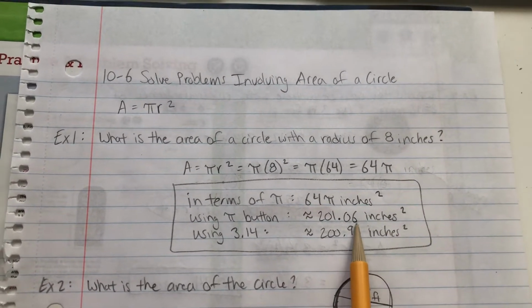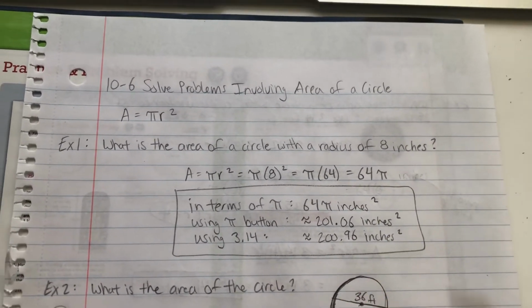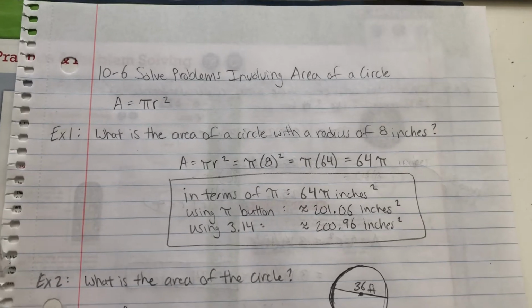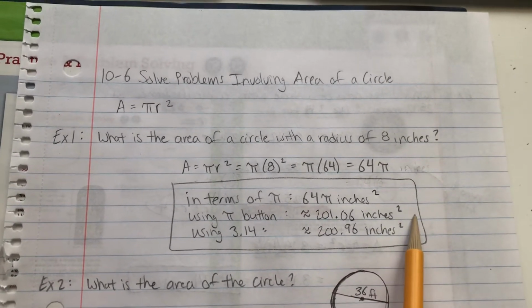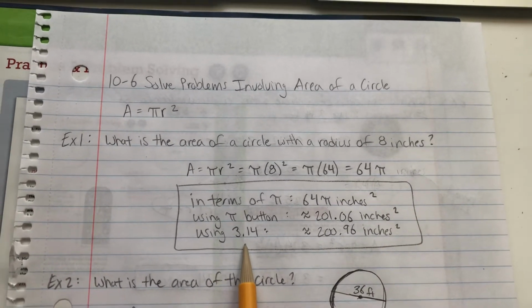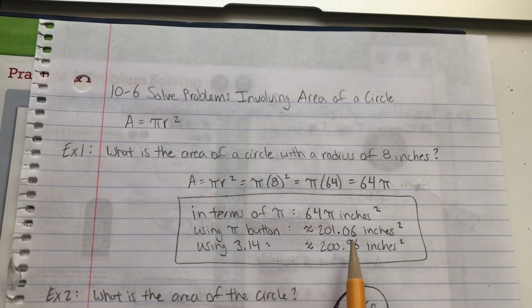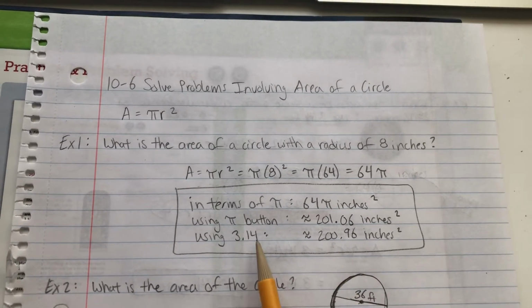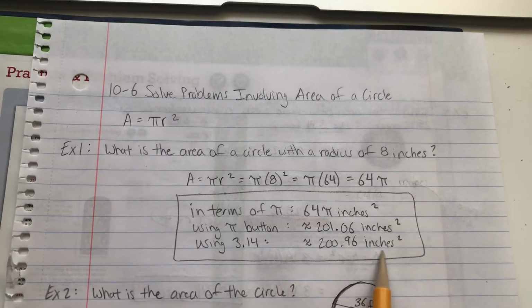You're going to continue to keep 2 decimal places or the hundredths place for the rest of this school year. So you would end up with about 201.06 inches squared. Or if you use the 3.14, so if you round before you find your final answer, you're going to be even more off. Okay, but it's acceptable for pre-algebra to use 3.14, and you would get 200.96 inches squared.